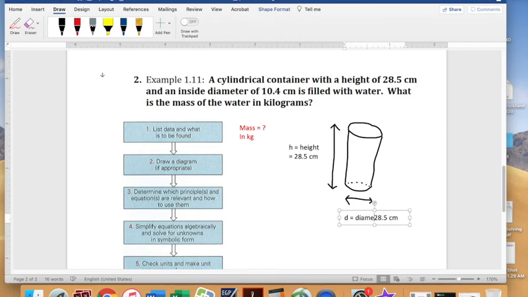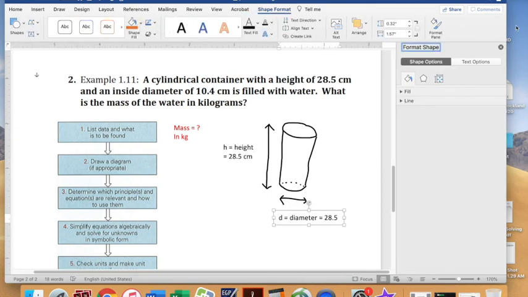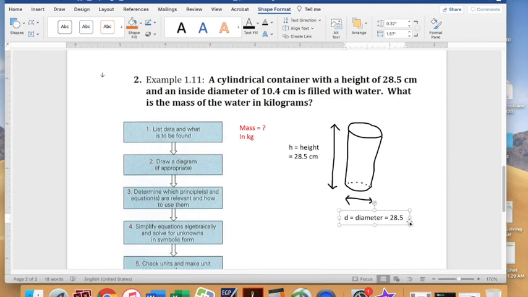Notice that in red, that's always my target. I like to do that in a different color because that's the target. It's the most important thing, the mass in kilograms of the water in this cylinder. But we have D for diameter, and we have height is H, and we have not only our number but our units, okay, centimeters, which was in the givens. 28.5 centimeters, 10.4 centimeters, and the mass in kilograms at the end of the day.